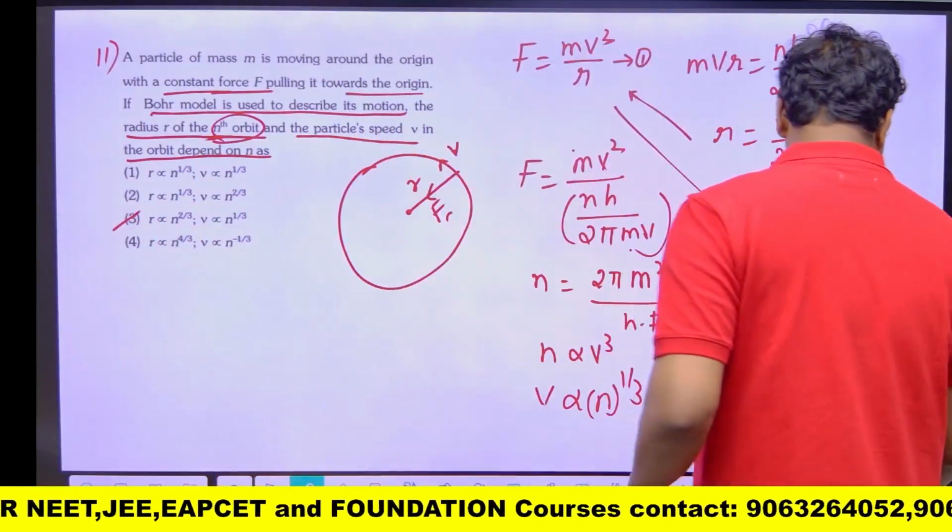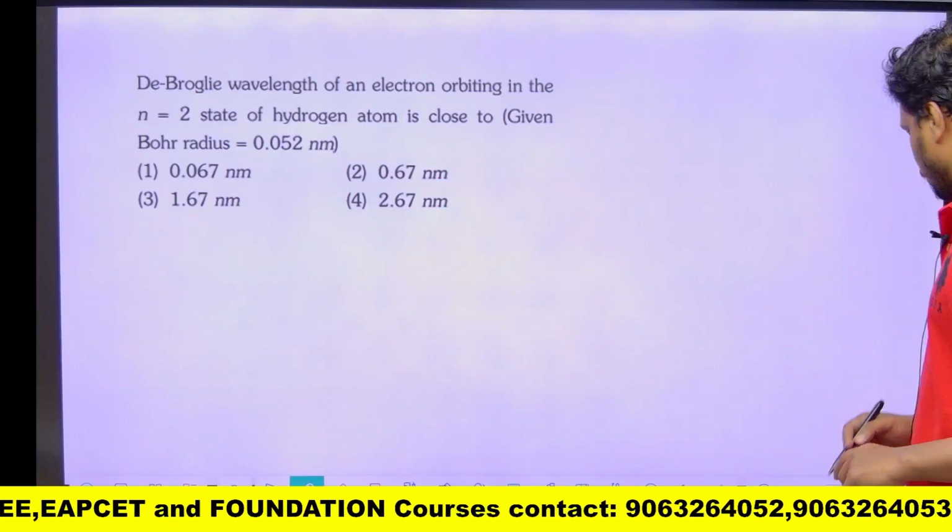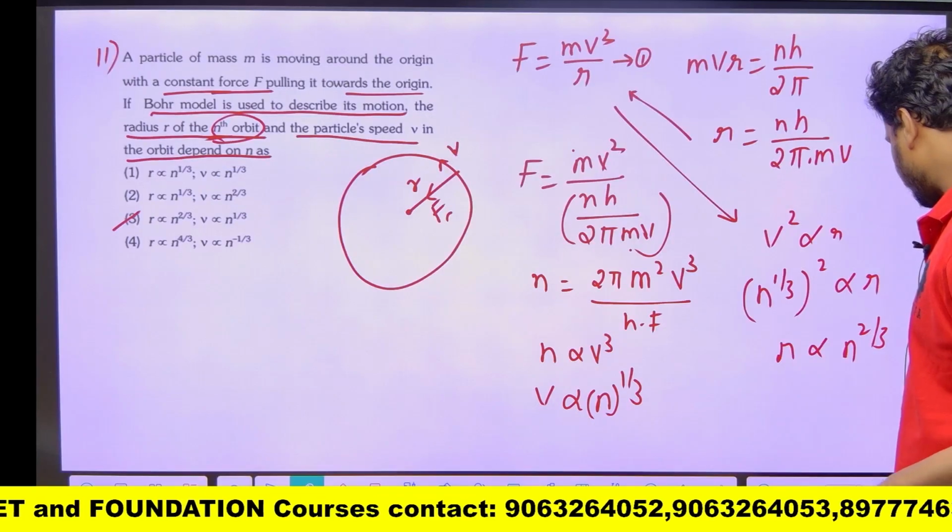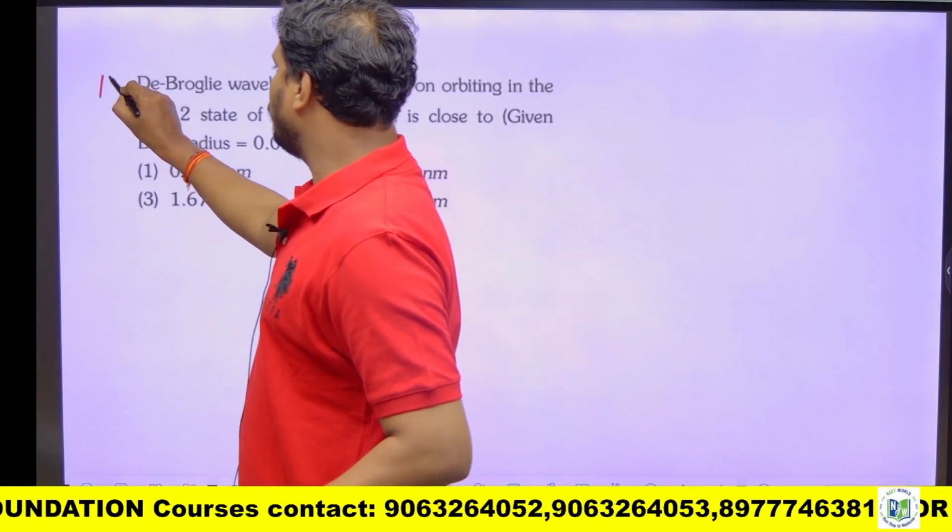Then we'll go for the next question. This question is also from the modern physics, that is dual nature of radiation.